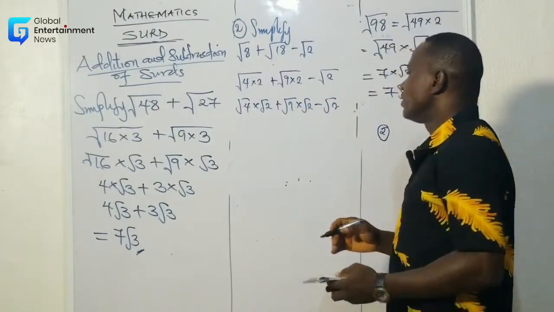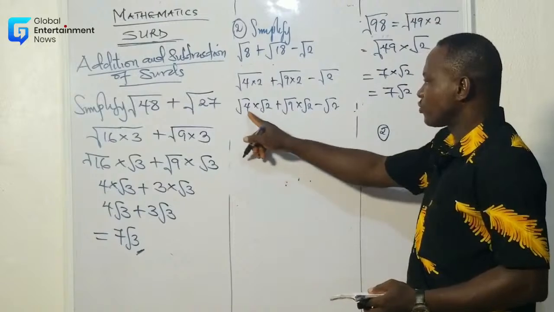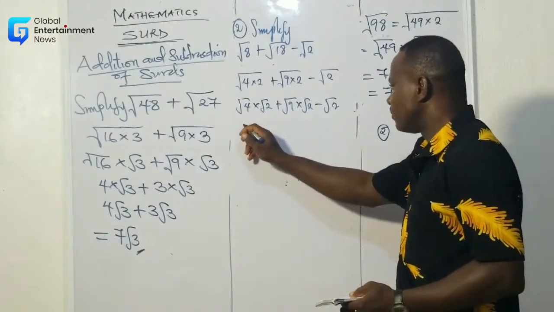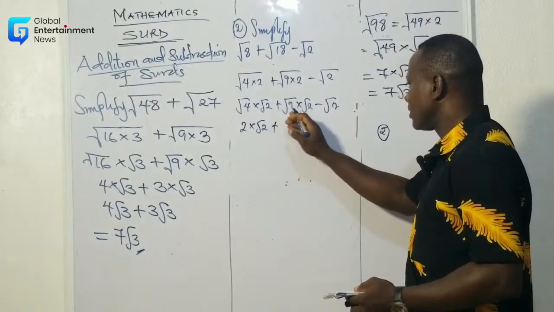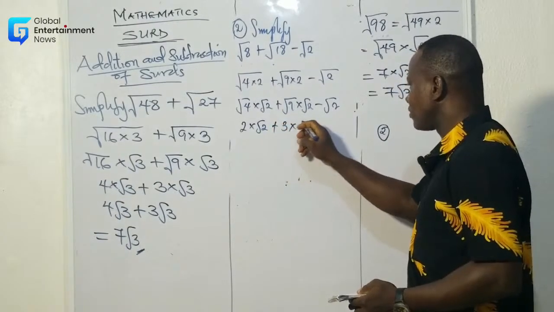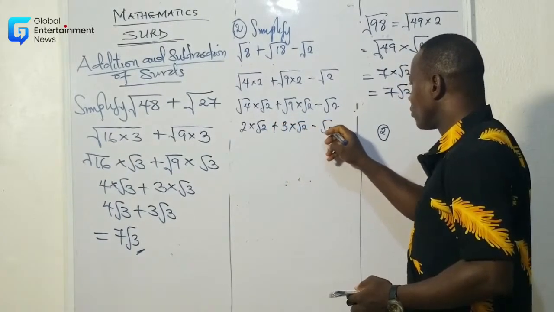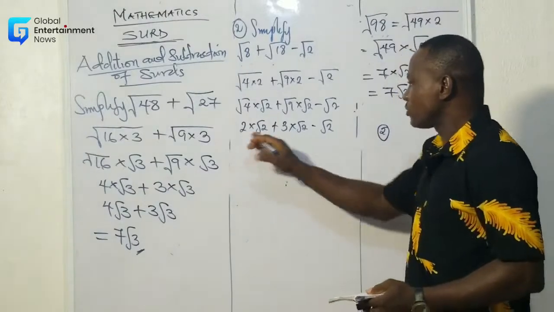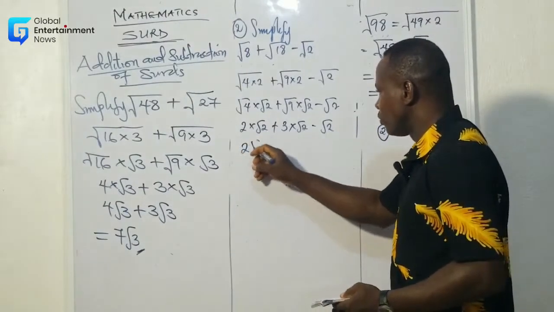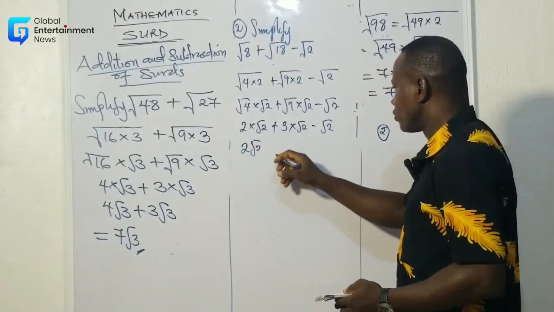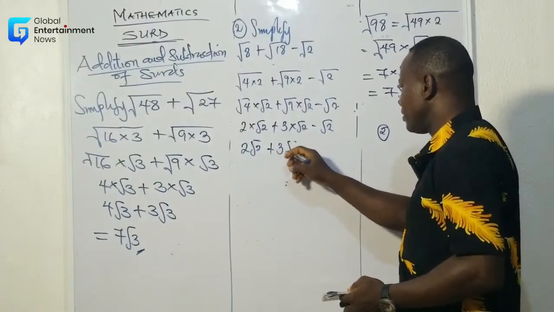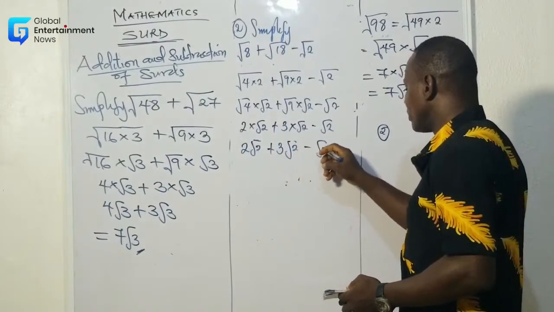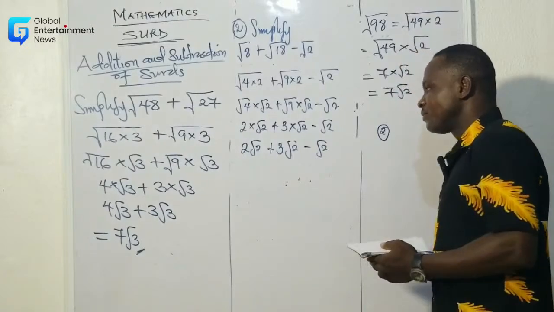Now what do we have here? What is the square root of 4? That is 2. So we have 2 times root 2 plus, what is here? That is 3 times root 2, minus root 2. Now 2 times root 2 is 2 root 2, and 3 times root 2 is 3 root 2, minus root 2. Now, what do we do now?